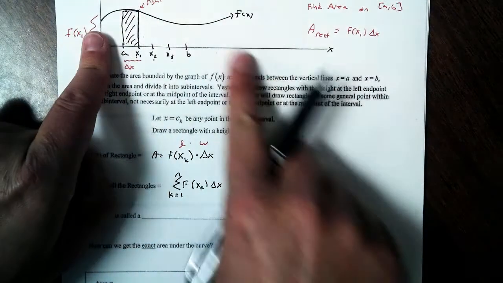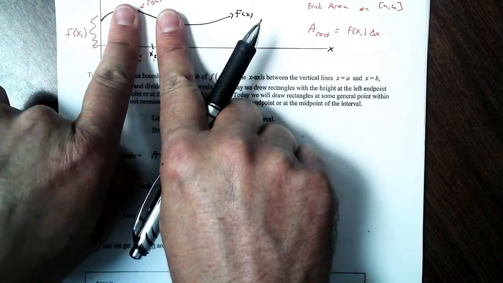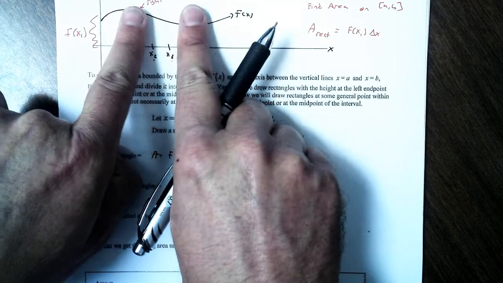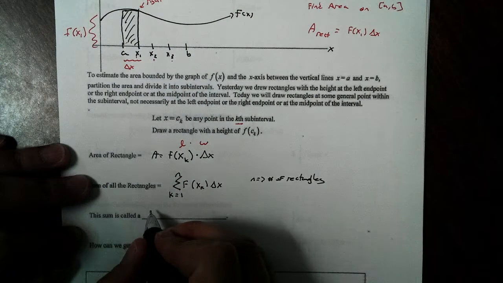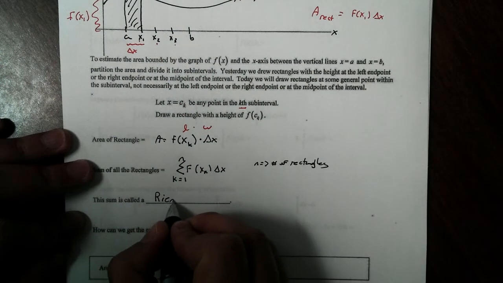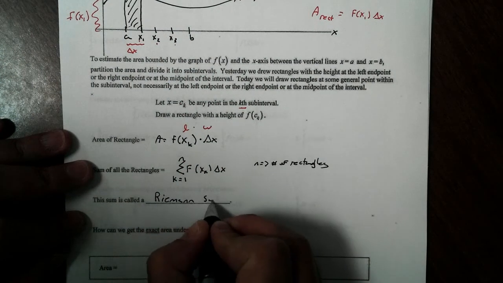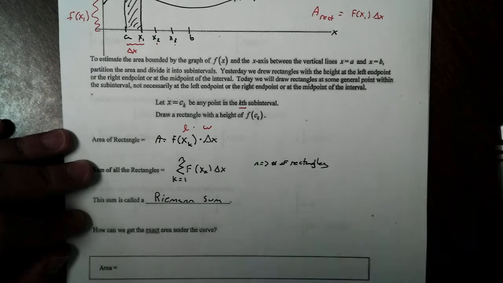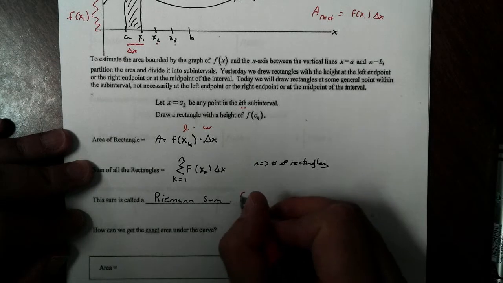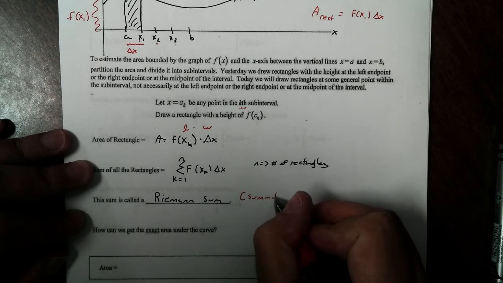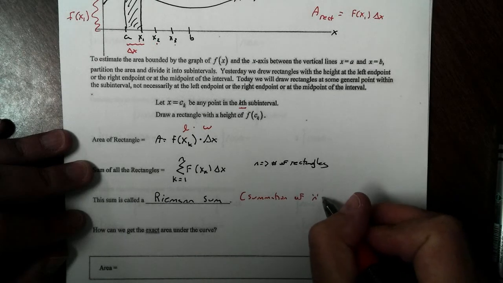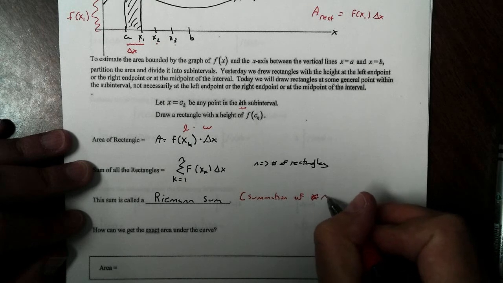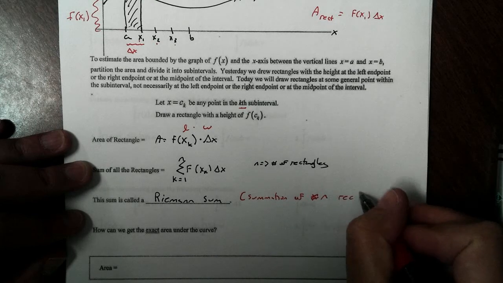So if I let k be 1, my first rectangle, plus if k is 2, my second rectangle, if k is 3, there's my third rectangle. This is what's called a Riemann sum. In other words, this is the summation of the n rectangles.